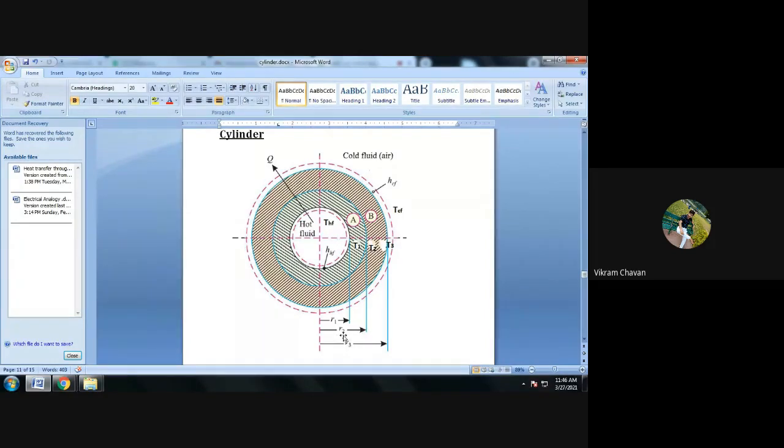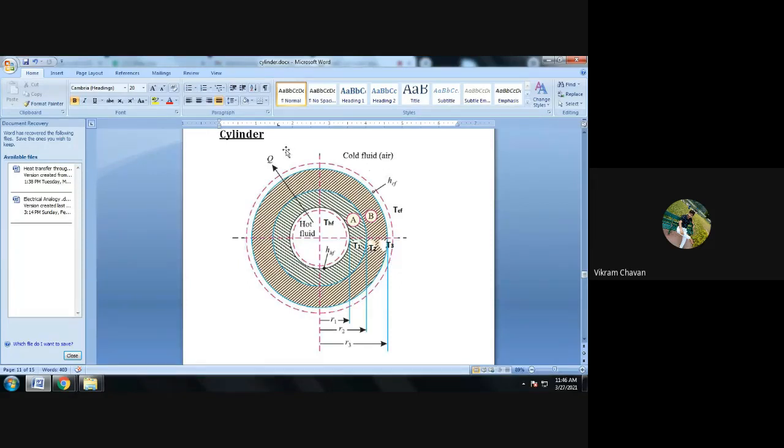So R2 is the external radius of A cylinder, and the same R2 is the internal radius of the B cylinder, so that we are considering it as a concentric cylinder. Cylinder in cylinder, that will be concentric cylinder. And R3 is the external radius of B cylinder.